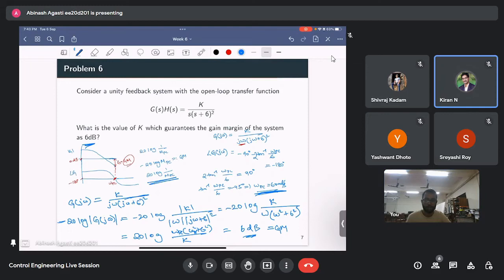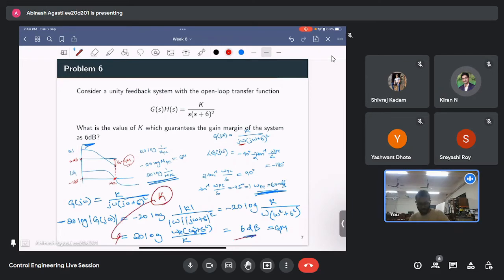Sir, if the equation was K by jω into (jω plus 6), then its magnitude will be K divided by ω into root over ω square plus 6 square, isn't it, sir? Yes, that is correct, but we have (jω plus 6) whole square, right? So root over ω square plus 6 square, whole squared. Now I understand. Yes.